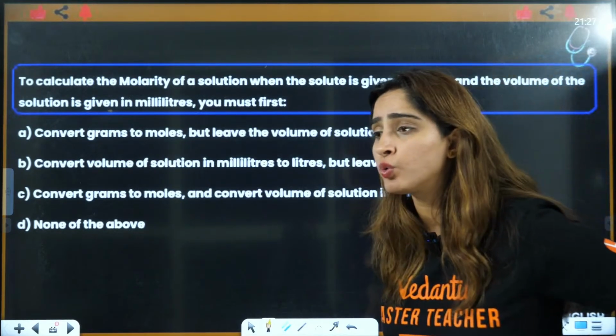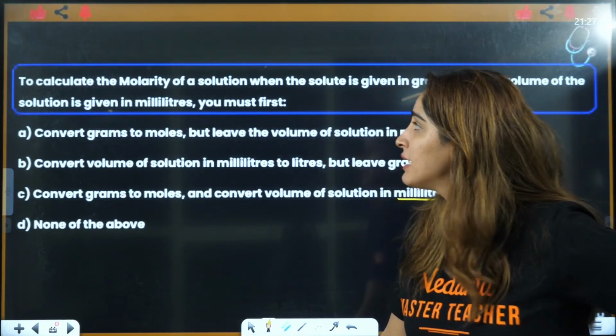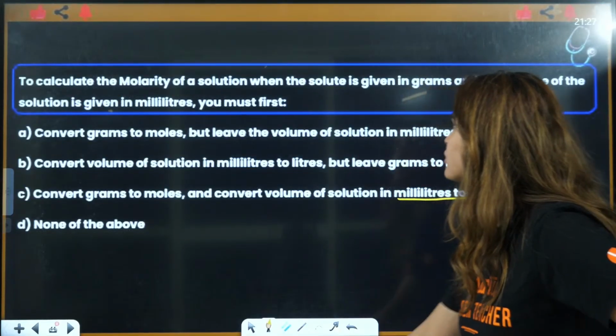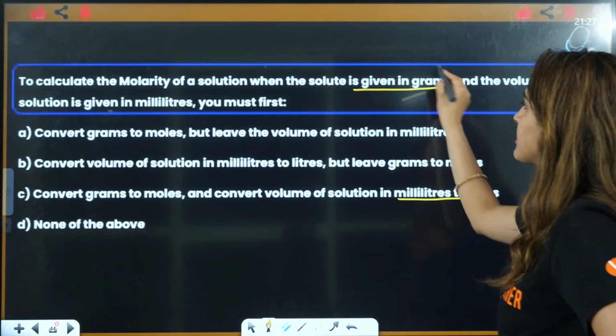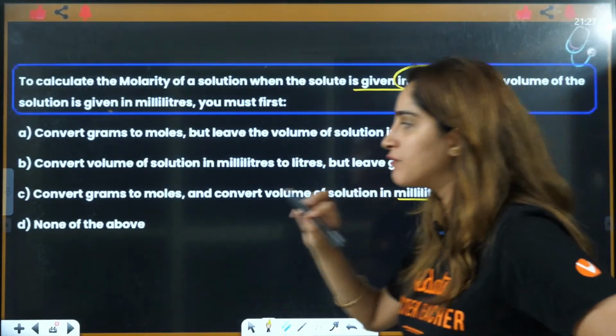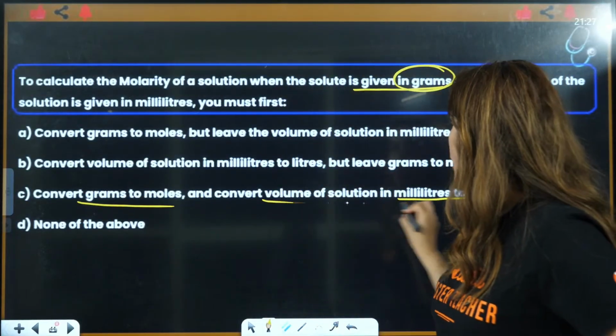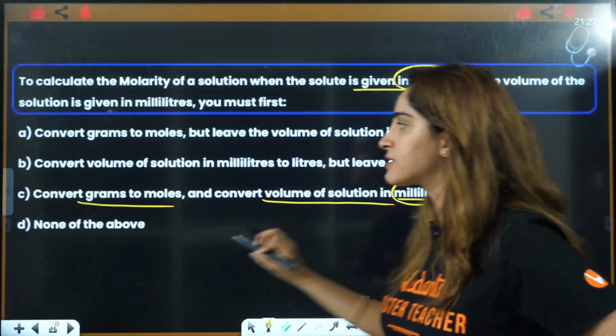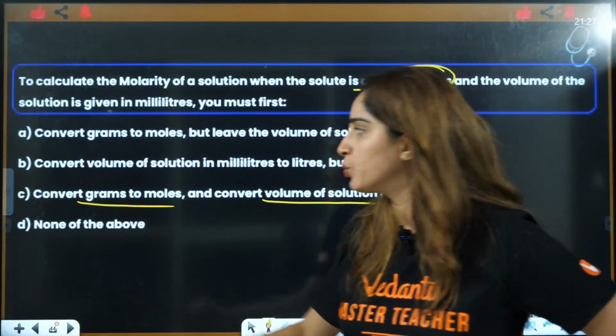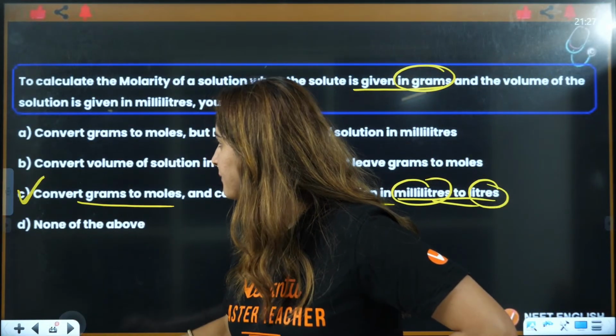What you have to do? You have to see, if molarity of a solution when the solute is given in grams, right? Then you have to firstly convert it into moles. Then also you have to convert milliliters to liters, right? That means C is what you have to do, right? So answer will be C.